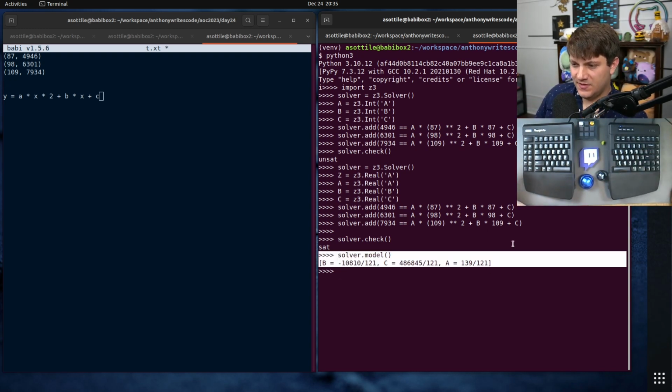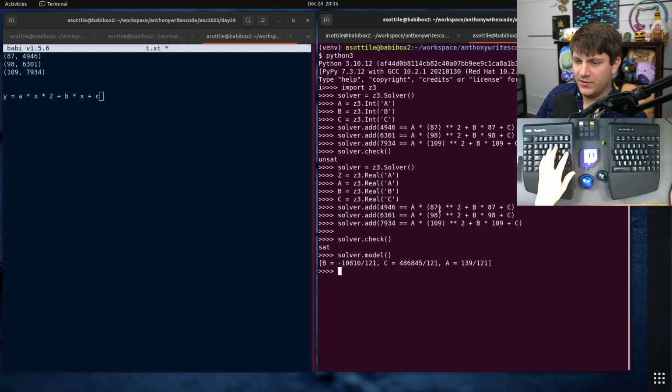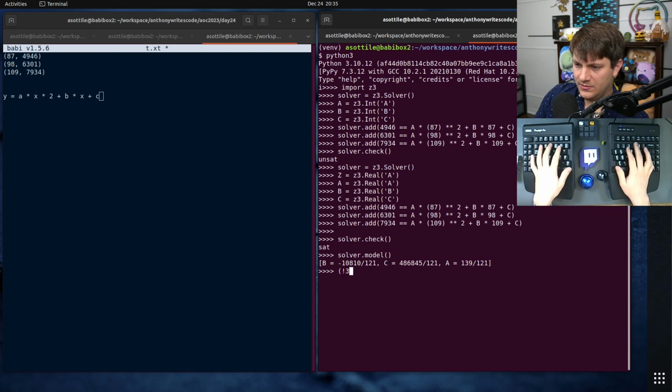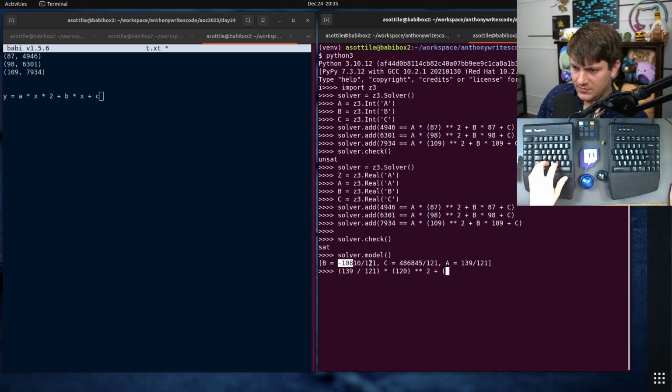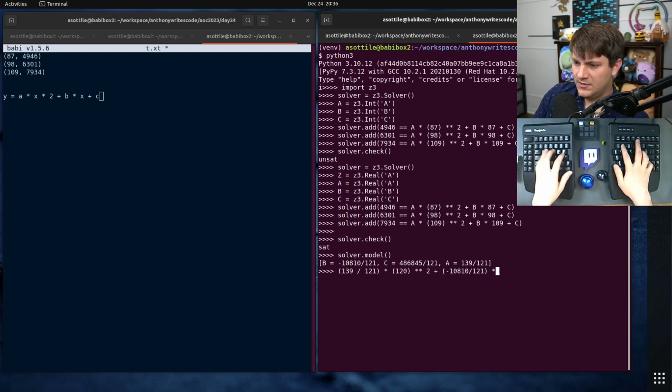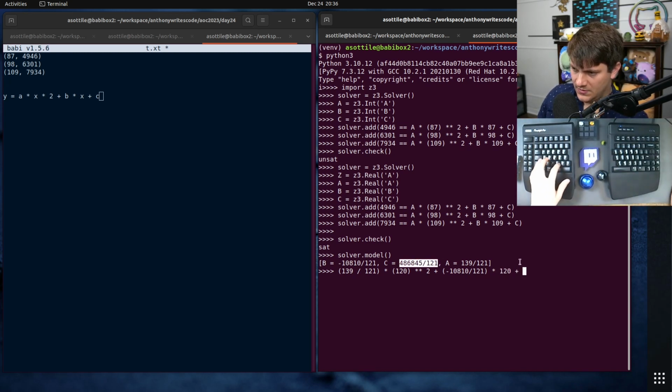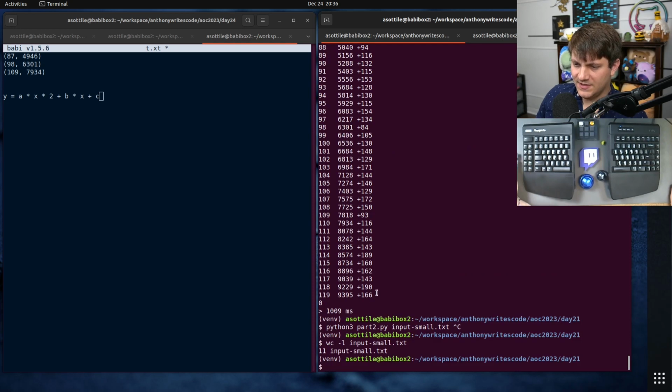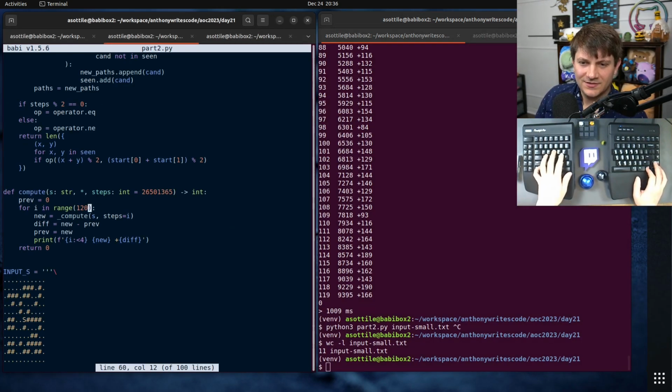Okay, so let's use this model and see if we can get the next number in that sequence, which is going to be 120. Oh, this is looking good. We have 139 over 121 times 120 squared plus this times 120 plus this, 98.45. Is that what we get for 120? Oh, we don't see it. We didn't go far enough. Ugh. A little bit farther.